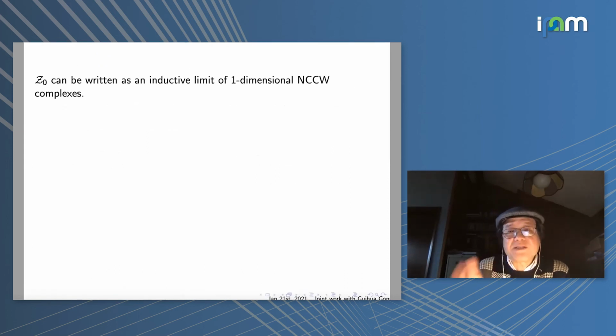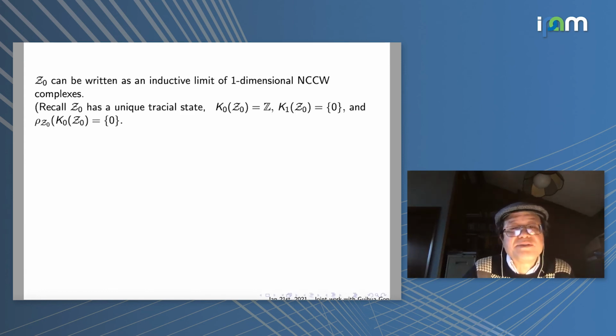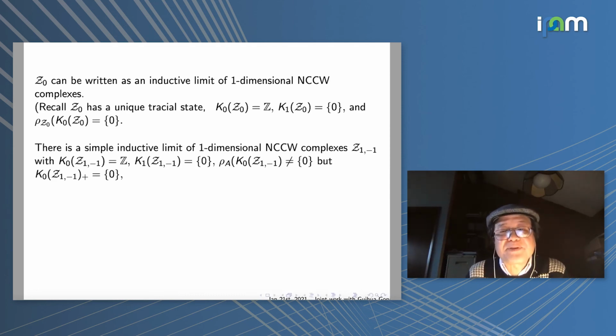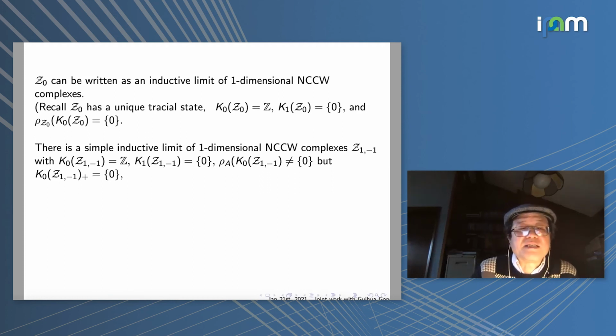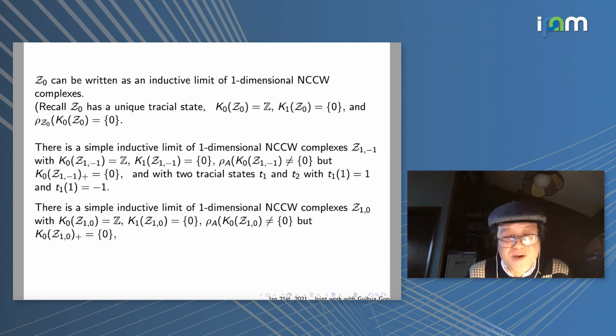But with this range theorem, I want to say a couple of examples. Z0 is actually an inductive limit of one-dimensional NCCW complexes, if you remember what Z0 is. But then you can produce what we call Z1 negative 1. That has K-theory as a group still Z. But for the pairing, there are two traces. One has value 1, the other is negative 1. And the positive cone is 0.